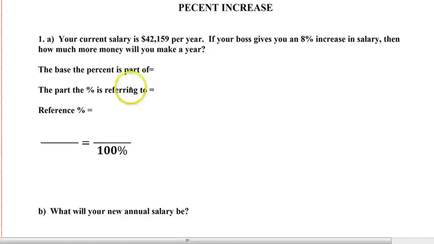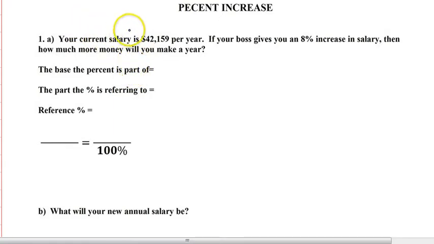Alright, these are the last of our percents. This is percent increase. So we've done a basic percent problem that shows us how to find the part, the percent, or the base. We've done percent decrease. And then now it's the reverse, which is increase. So just to get an idea of what this means, let's look at the first one.